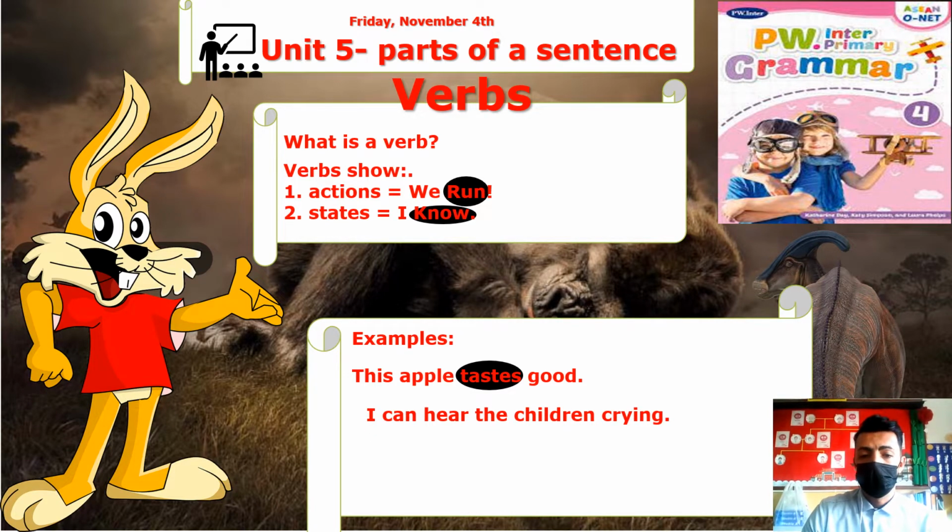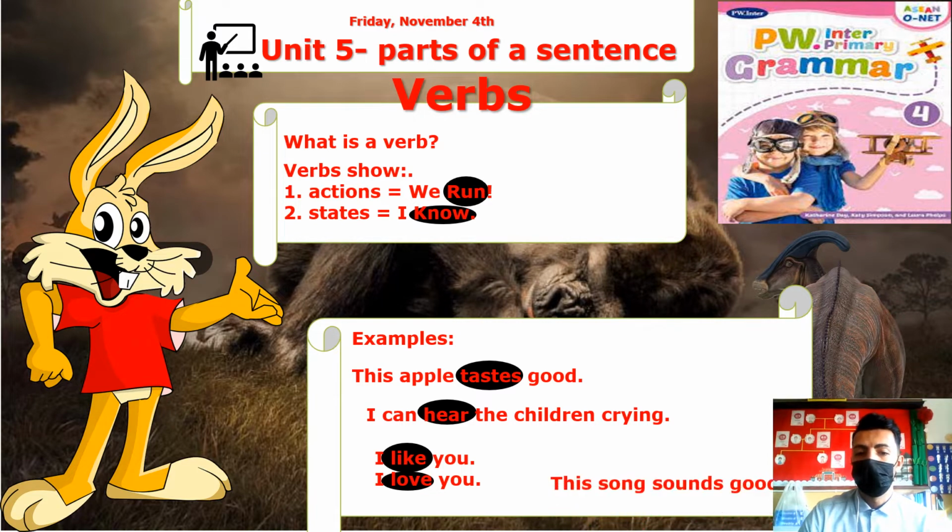Now, let's try the next sentence and find together the verb. I can hear the children crying. Hear is the verb. I like you. I love you. Like is the verb. Love is the verb.